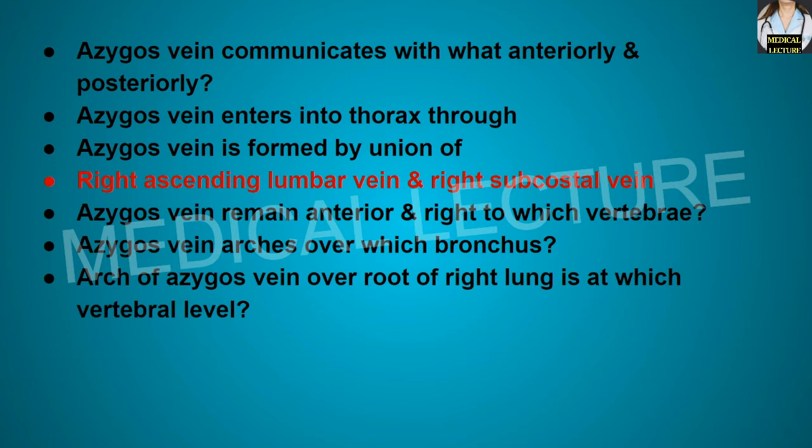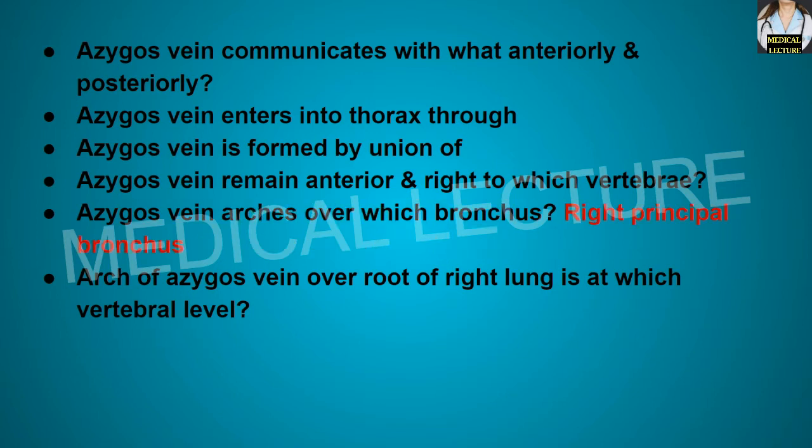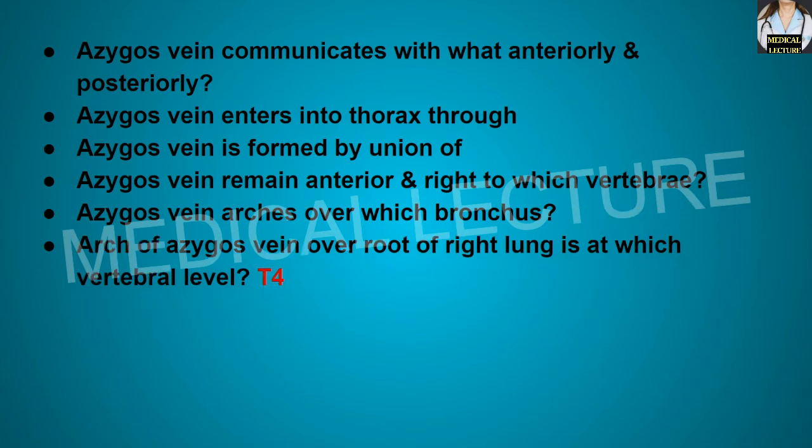Azygous vein remains anterior and right to which vertebrae? So it remains anterior and right to the lower 8 thoracic vertebrae. Azygous vein arches over which bronchus? So it arches over right principal bronchus. Arch of azygous vein over root of right lung is at which vertebral level? So it is at T4 vertebral level.